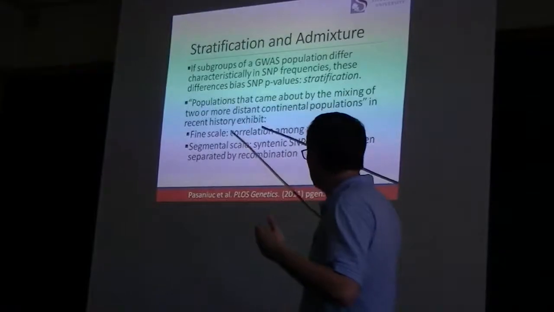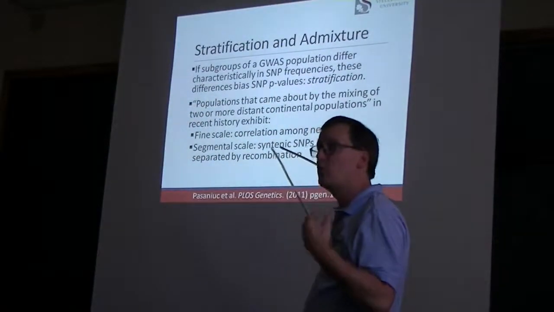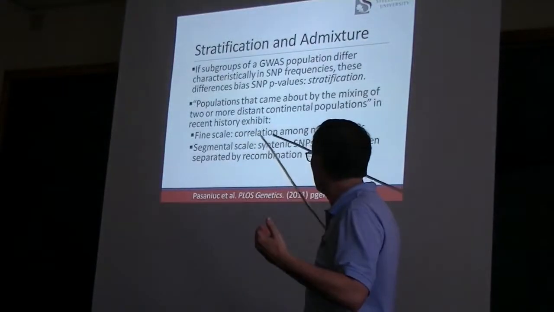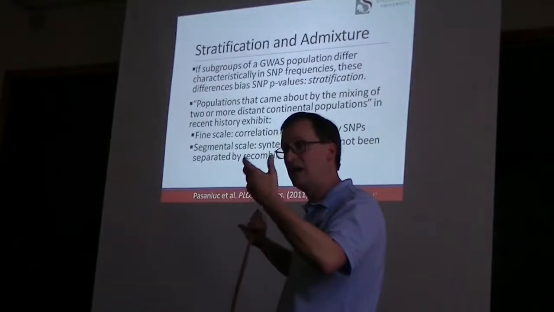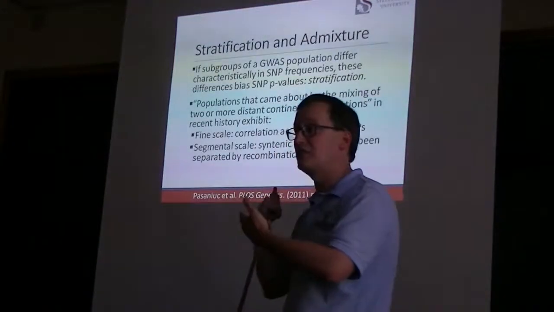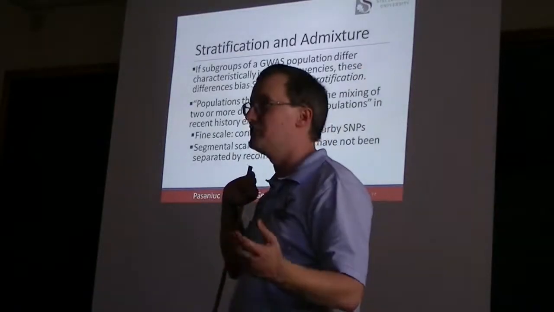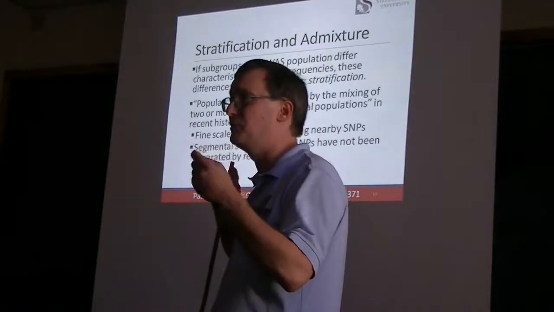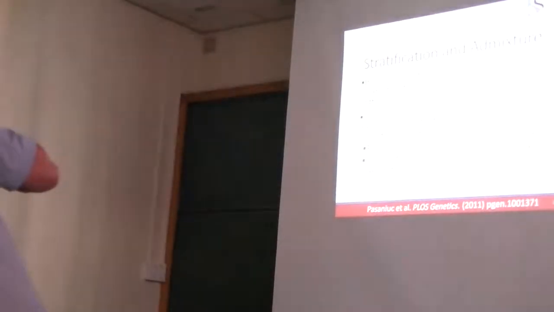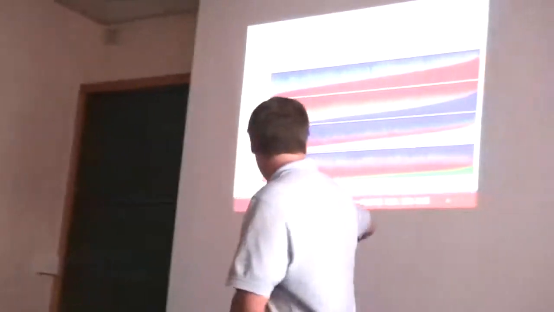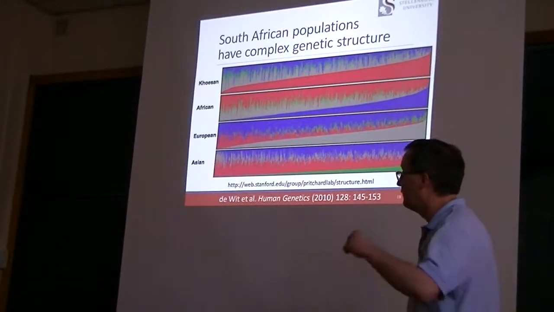So doing a GWAS study in South Africa on a general population is quite likely to run into these problems of stratification. So being able to measure admixture becomes absolutely essential to prevent you from fooling yourself with your own data. That is, after all, one of the secret goals of bioinformatics, to prevent people from hurting themselves with their own data.